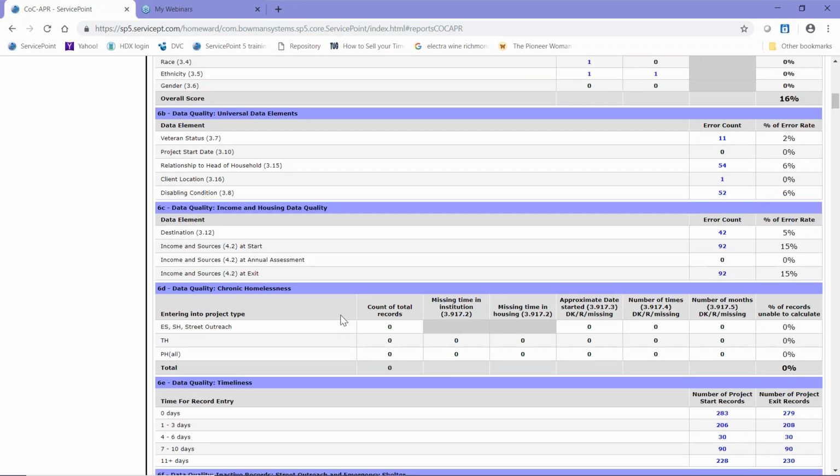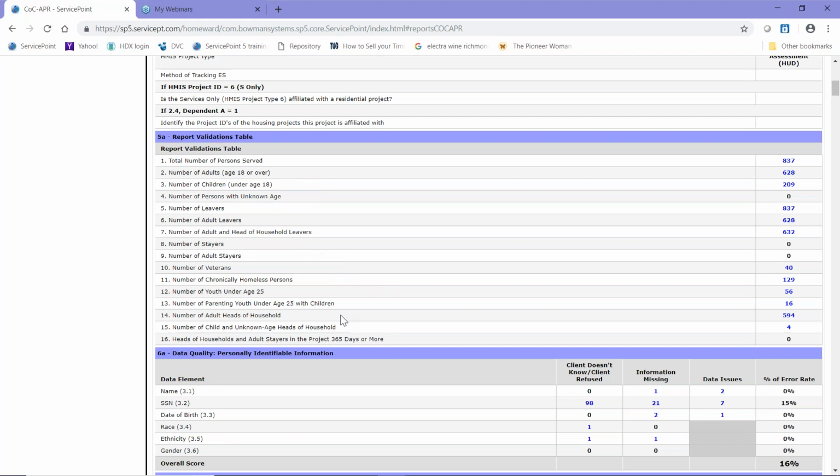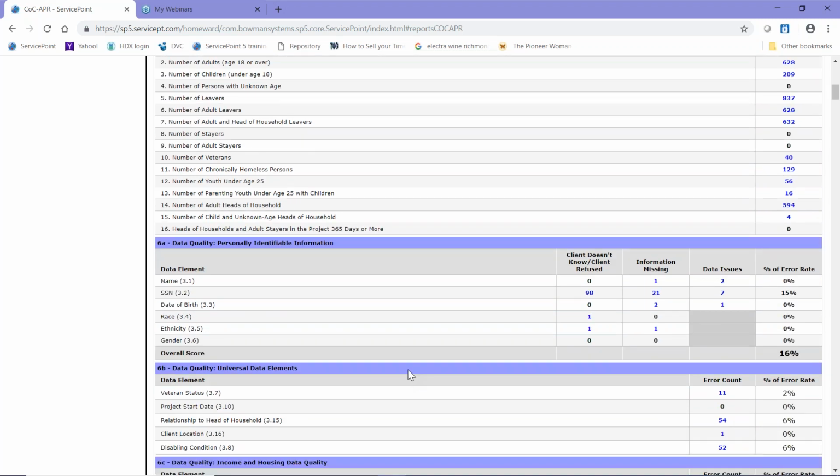But all of the other errors that show up on this report are something that you can fix and you should. So this report is a report that you now should be running on a regular basis to check your data entry.